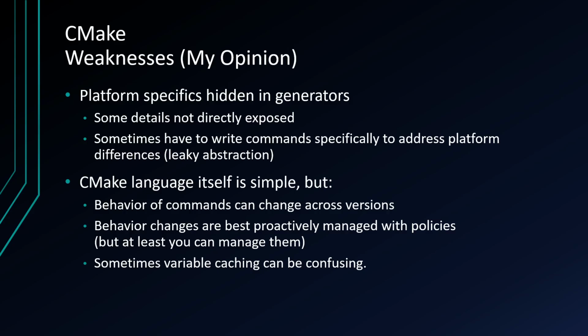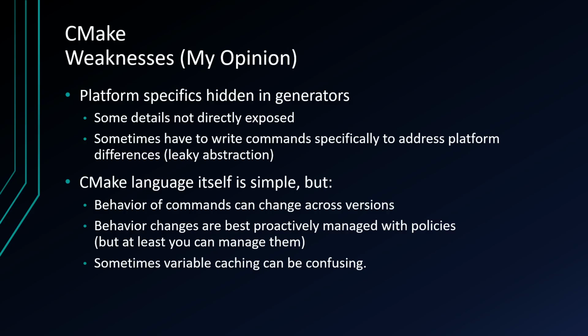The CMake language itself is simple, but they have a backwards compatibility mechanism called policies. And sometimes the behavior of commands can change across versions. You get a new version, and now suddenly your CMake, it's not necessarily giving you errors, but it's warning you that things are going to change in the future.